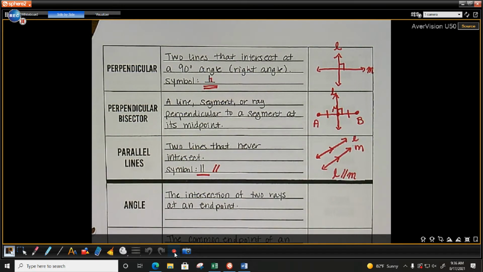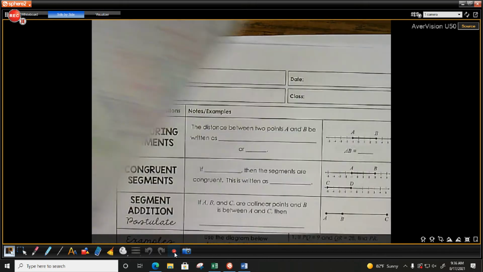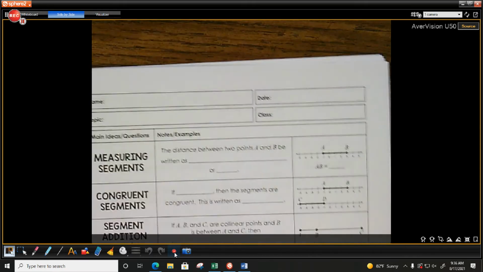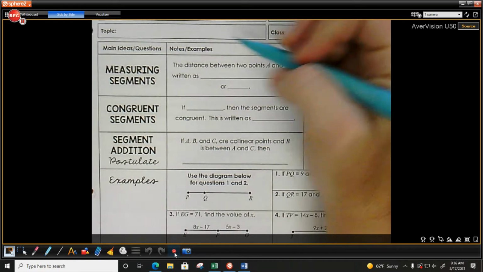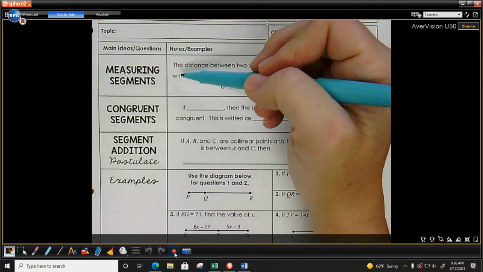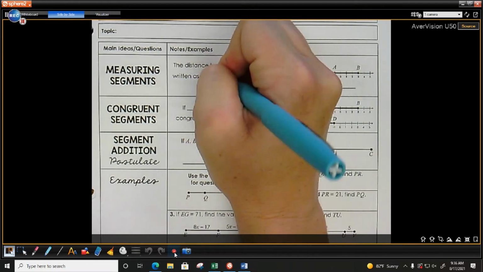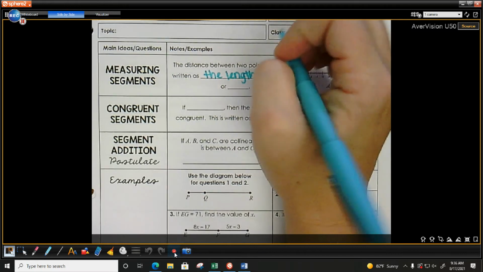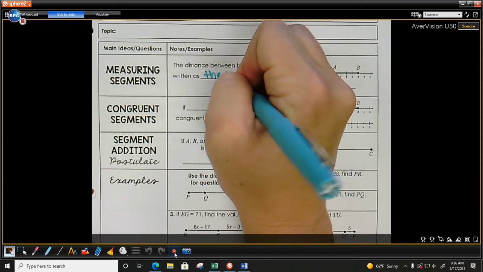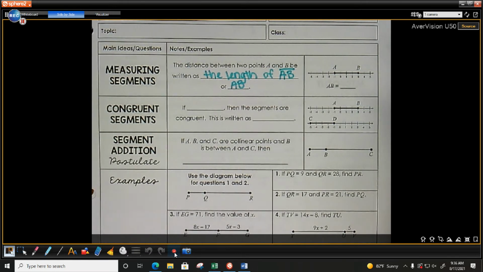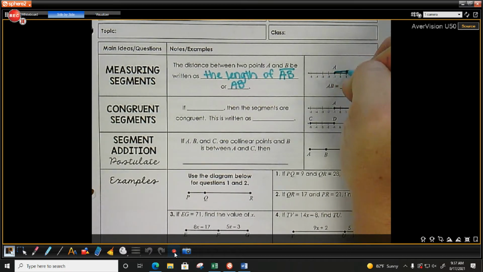Yes. Okay, so we are going to page 7. We are done with our vocabulary today. On to page 7. The distance between 2 points, A and B, can be written as the length of AB. Okay, so how long is segment AB from point A to point B? 4 long.